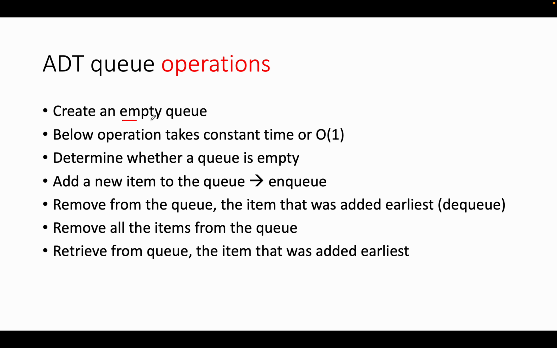So the operations are, one, just to create the empty queue. The way we calculate is one by one, so it is O(1), and check whether it is empty or not. How we can enqueue, and how we can remove from the queue, from the first one, which is dequeue. The earliest one is the one in the front, or we would like to remove all items from the queue. Okay.